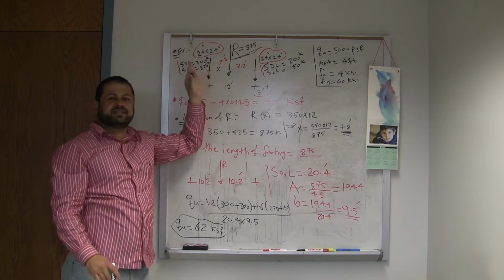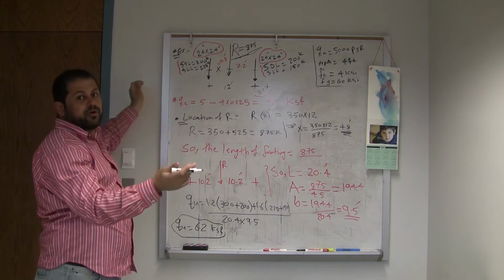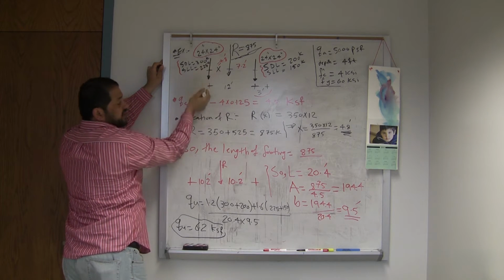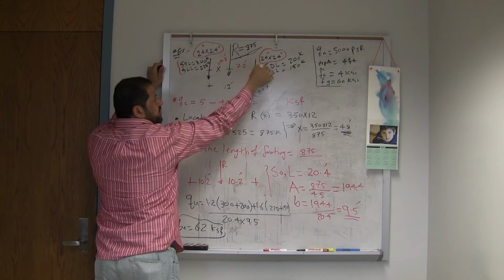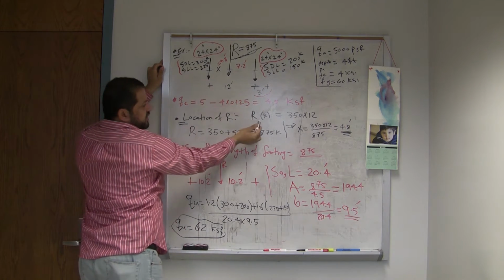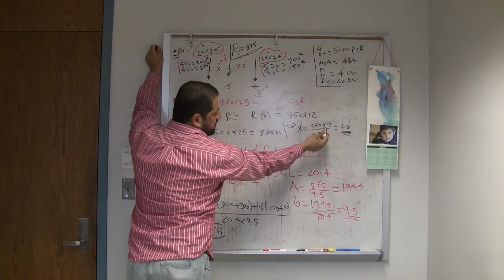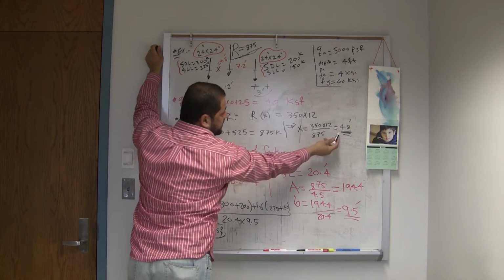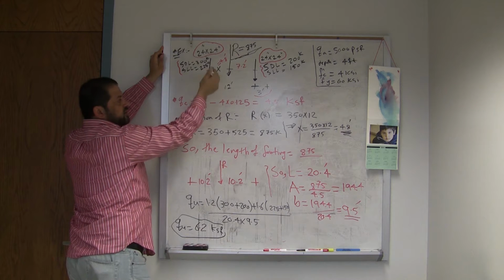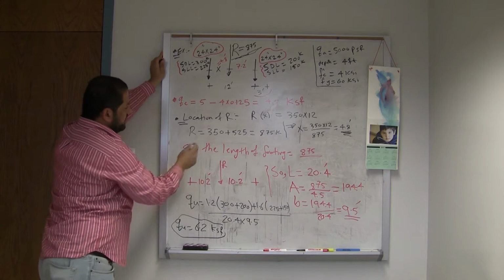The location now: when you replace the system, you need to have the same location. So the moment of the resultant about any point must be the same as the moment of this system about that point. So R times X, if I take the moment here, must be equal to the moment of the other column's load, 350, which is 200 plus 150, times 12. So R times X equals 350 times 12. And with that, X equals 350 times 12 divided by 875, which is the resultant R. That's 4.8 foot from this column, which makes sense. This column has higher load, so we expect the resultant to be closer to this column. And that's R.